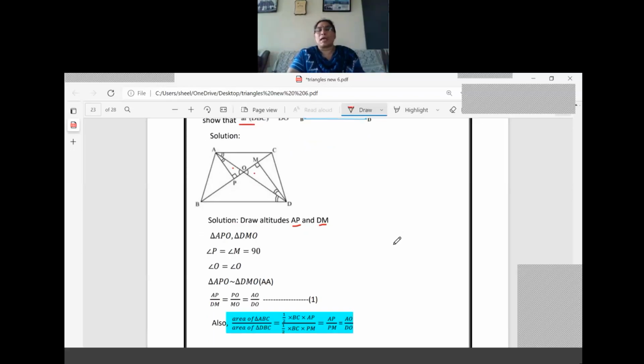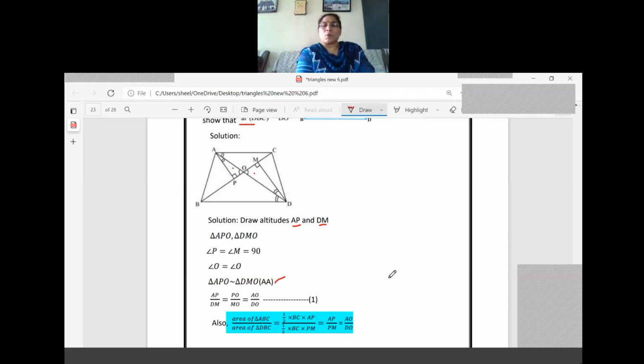Angle P and angle M are 90° by construction. Angle O is a vertically opposite angle. So we can use this criterion here. What is the criterion? AA only. So what can we write here? Triangle APO is similar to triangle DMO by the two angle criterion, that is the AA criterion.